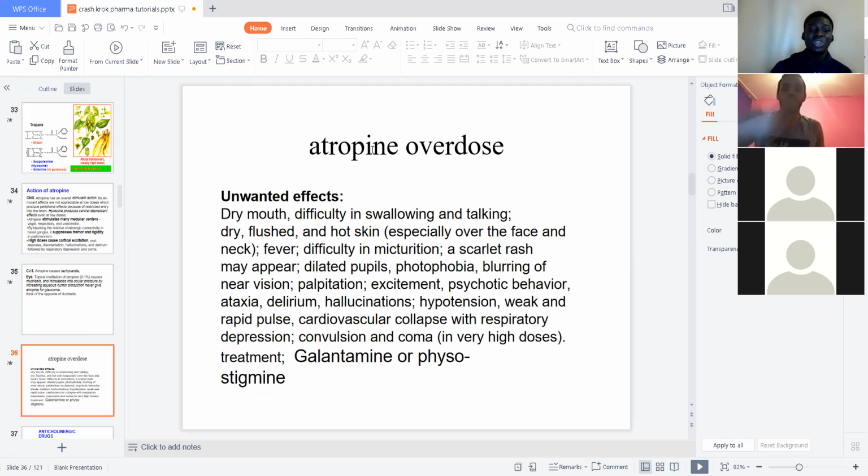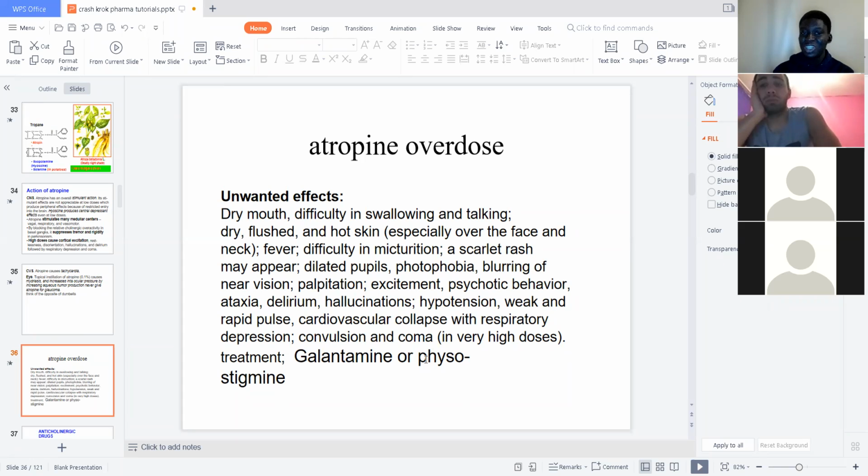So for the treatment of atropine overdose, we're going to give a cholinergic agonist. And for this, we're going to give physostigmine. The mechanism of physostigmine is anti-cholinesterase drug. So it's going to prevent the breakdown of acetylcholine in the gap. Physostigmine is a treatment for atropine overdose.